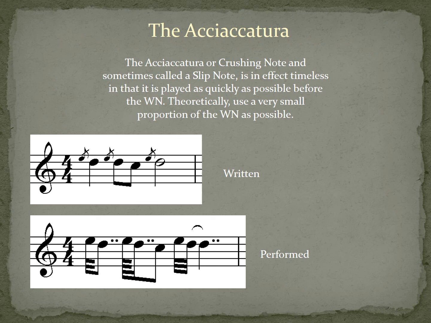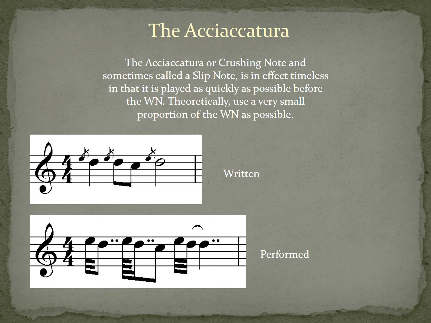Now, quite simply, theoretically, you just have to take the smallest proportion and borrow the smallest proportion of the principal note to make the Acciaccatura crushing into the main note. In other words, as fast as possible. So you can see underneath, and this is where values, you've got to know your values. The use of the double dot is also quite common when having to write out an Acciaccatura.